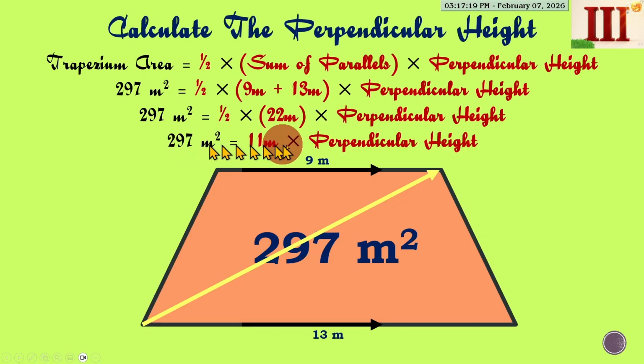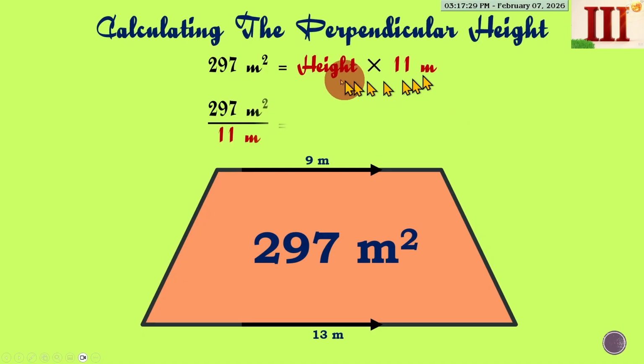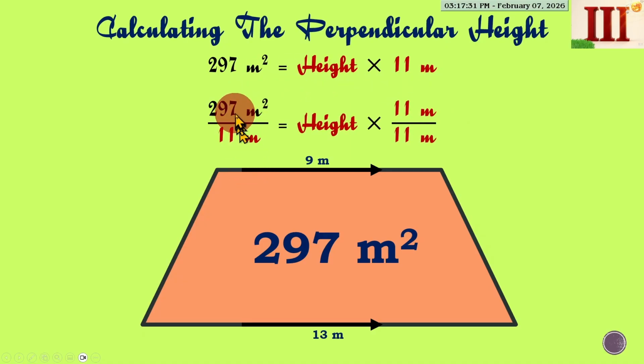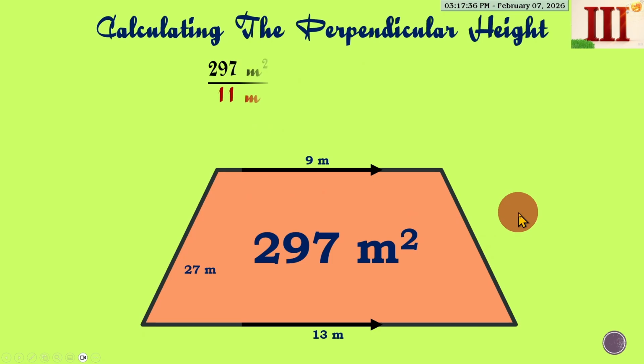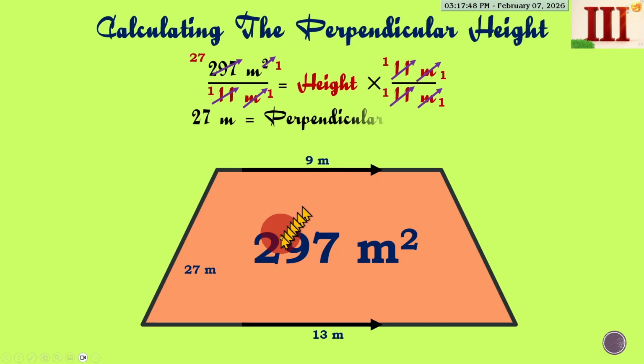So once we get to this point, we divide both sides by 11, and we will have the perpendicular height that we're looking for. If you're using a calculator, this is going to be very simple for you. If you're not using a calculator, of course, you have to do it manually. That's going to give us 27, and this is going to give us 1. So the height is going to be 27 meters.